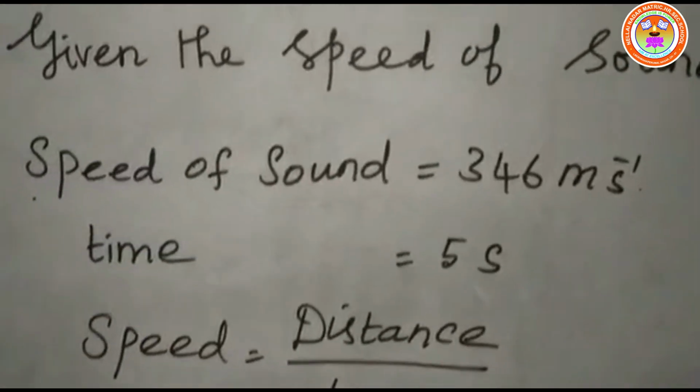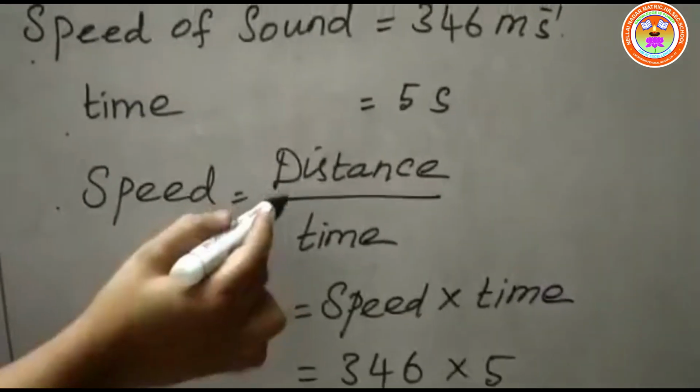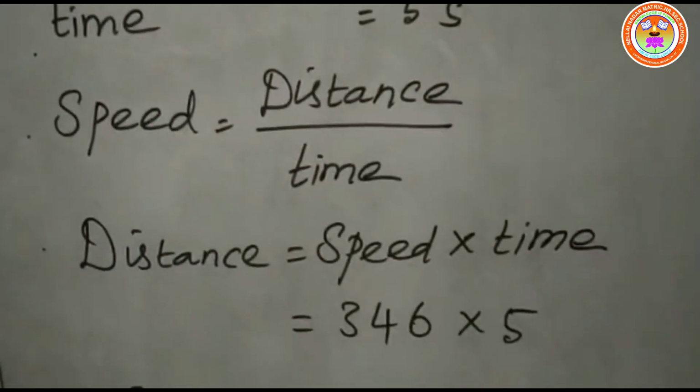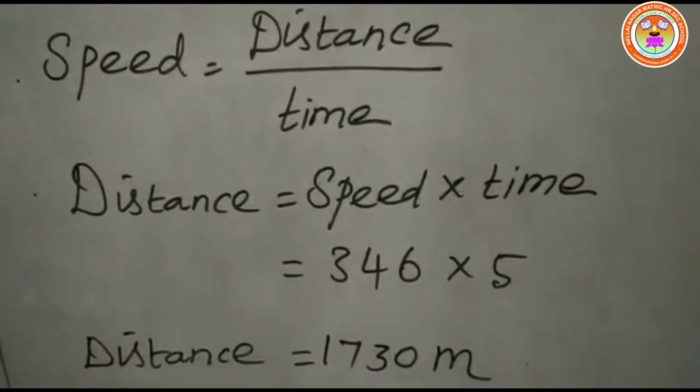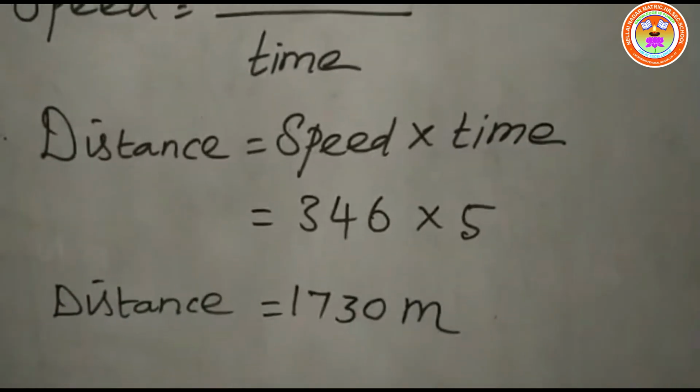Speed is given in the problem, and time 5 seconds. First you write the speed formula, and using the speed formula only we have to write the distance. Distance equal to speed into time, and substitute the values and also simplify, you will get the answer.